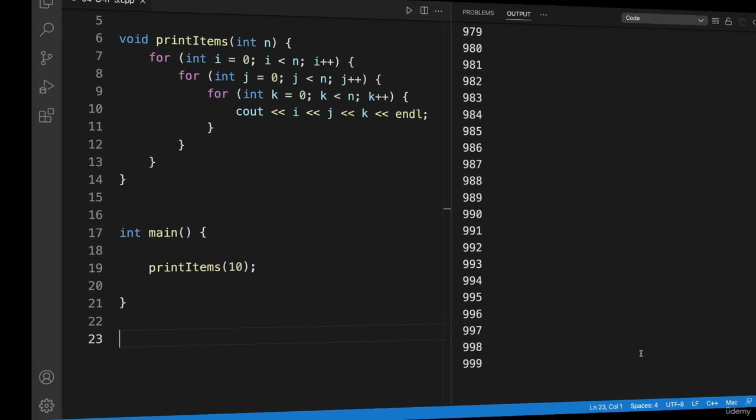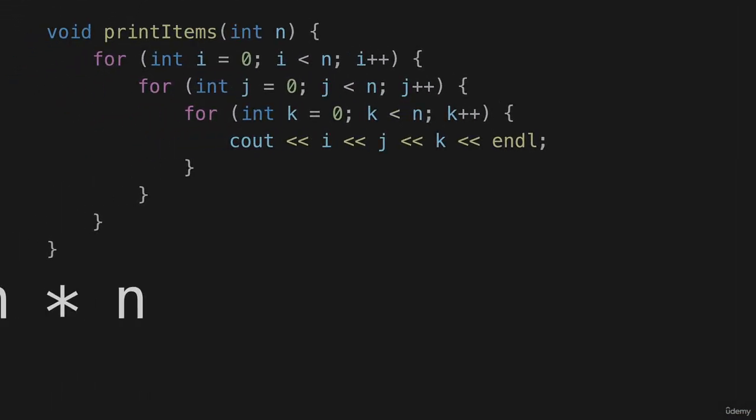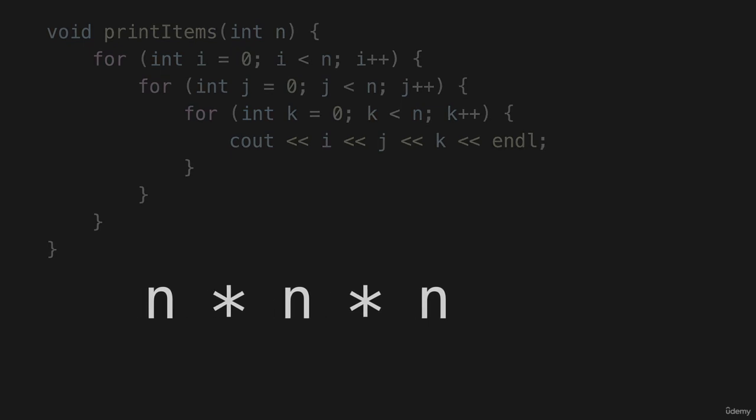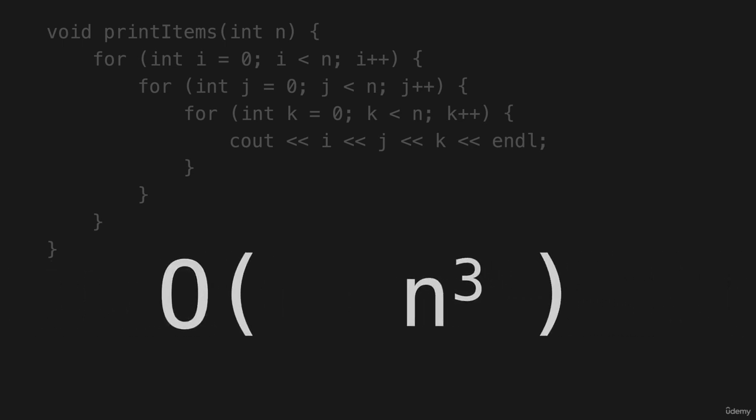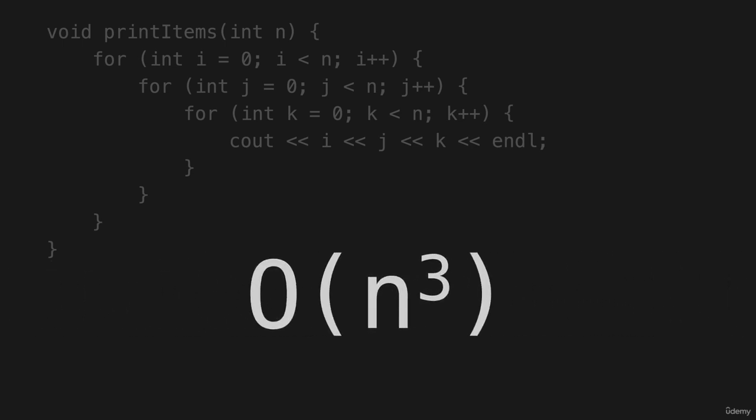So now let's flip back. This function ran n times n times n, or n cubed. Or you could say O of n cubed. But as you may have guessed, with our rules of simplification, we don't call this O of n cubed. We're just going to call this O of n squared.